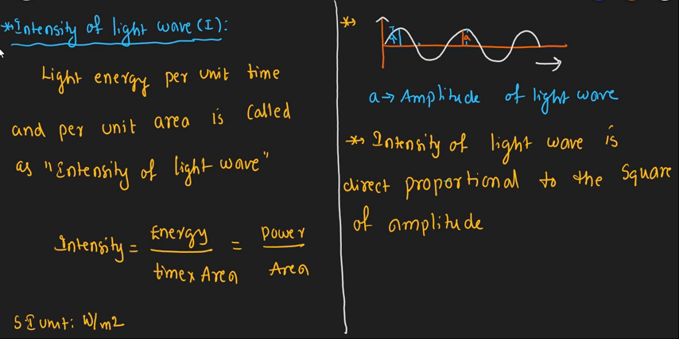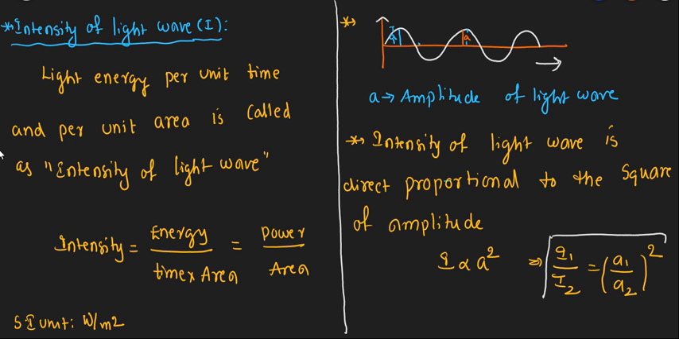That means intensity is proportional to the square of amplitude. If you write it in ratio form, we write I1 by I2 is equal to A1 by A2 whole square. You should remember this formula. Intensity depends upon the amplitude. If the light wave amplitude is more, then the intensity of light is also more. And this is about the intensity of a light wave.